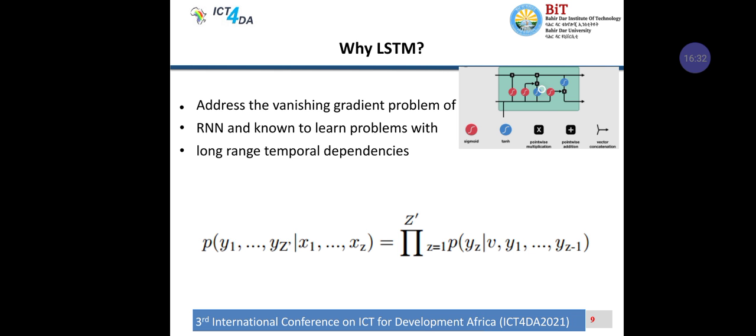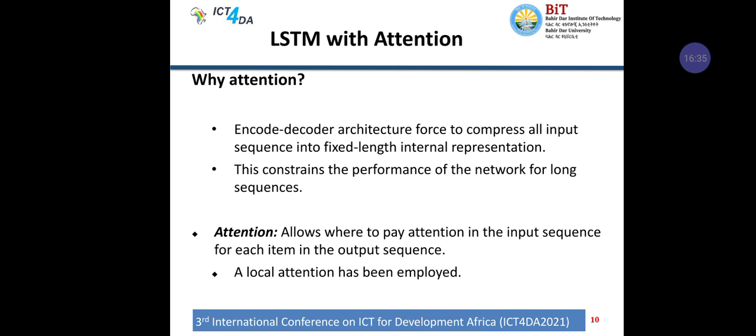Basically, this still has critical problems. The challenge with this encoder-decoder architecture is that it forces us to compress all the input sequence. When I say input sequence, I mean each independent instance, in our case questions. So this compresses the whole input sequence into a fixed length internal representation. In this case, this constrains the performance of the network for long range sequences.